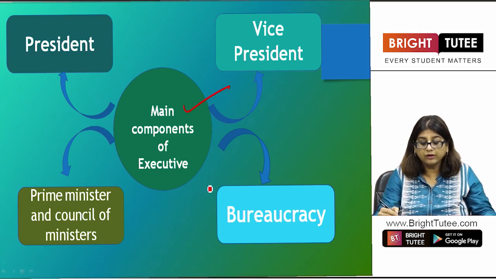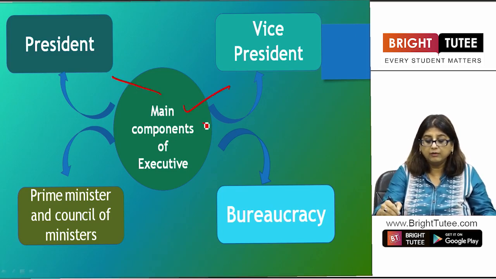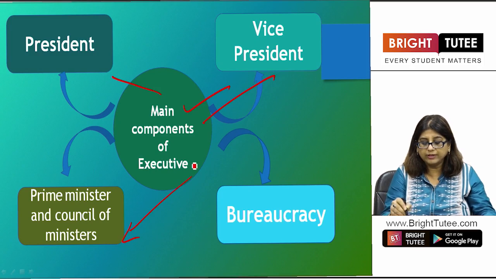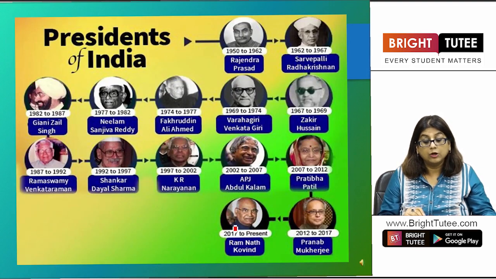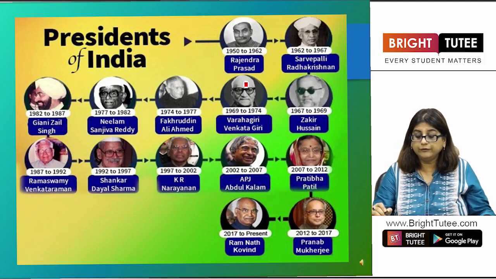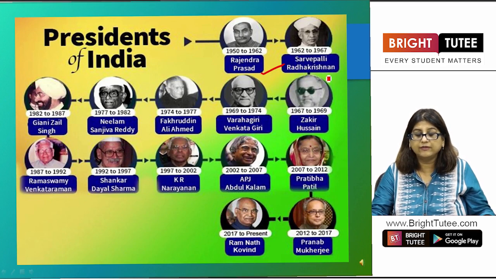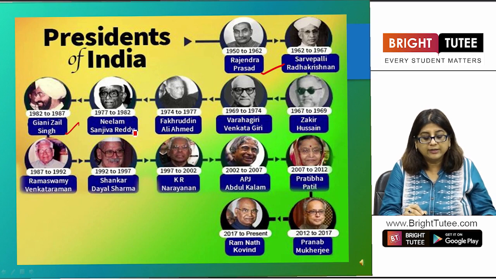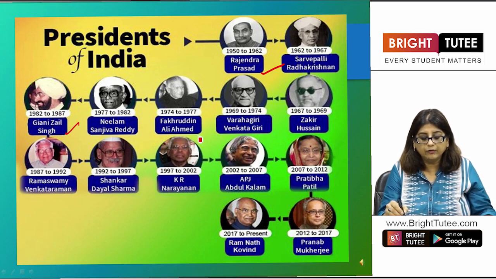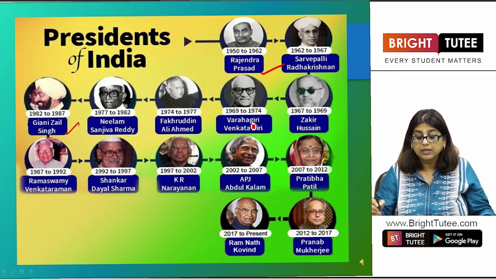The main components of the executive are the president, vice president, prime minister and the council of ministers, and the bureaucracy, that is the permanent one. Now, Presidents of India: from 1950 to 1962, Rajendra Prasad, and 1962 to 67 was Sarvepalli Radhakrishnan, 82 to 87 Gyani Zail Singh, 77 to 82 Neelam Sanjeeva Reddy, and 74 to 77 Fakhruddin Ali Ahmed.